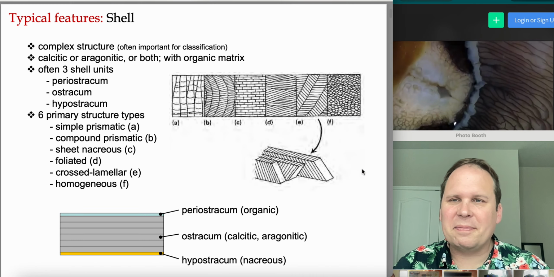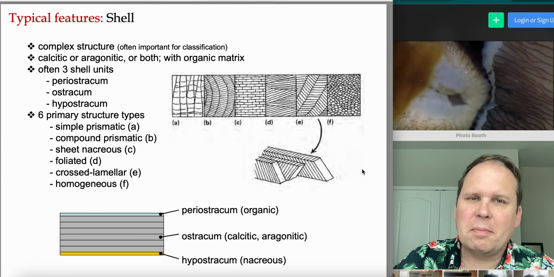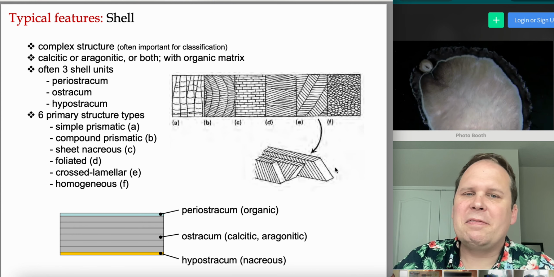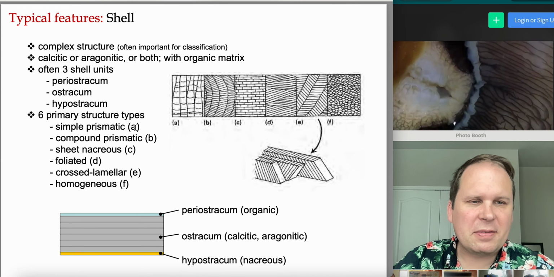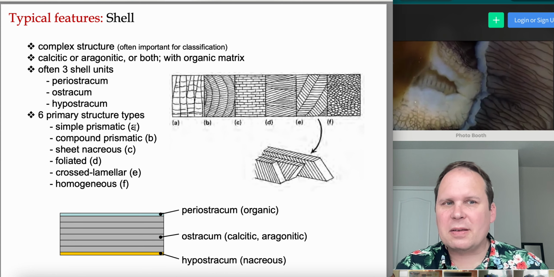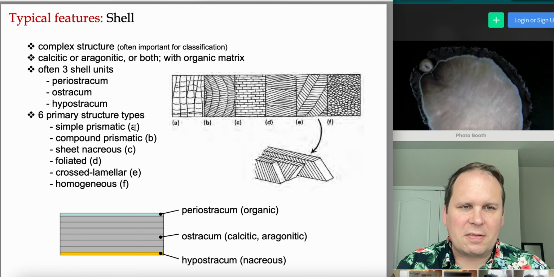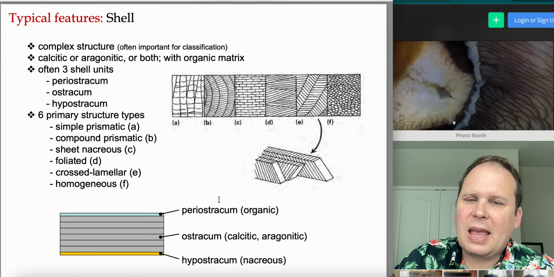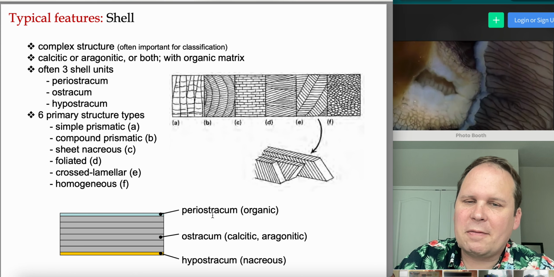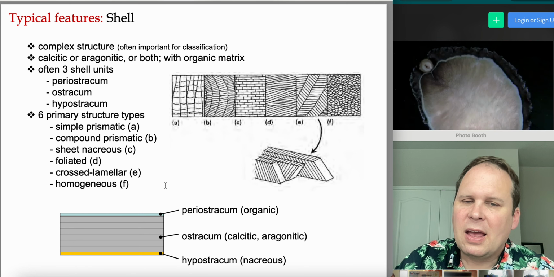Let's get into it. All right, so inside of the mollusk shell, you're going to have different layers, and there's a prismatic layer that you will find on some mollusks and not others, and that is going to be one of the defining features of certain types of mollusks. In a normal one, you'll have your periostracum. This is going to be your outside. It's going to be organic. Your ostracum, that's going to be the main part of the shell.